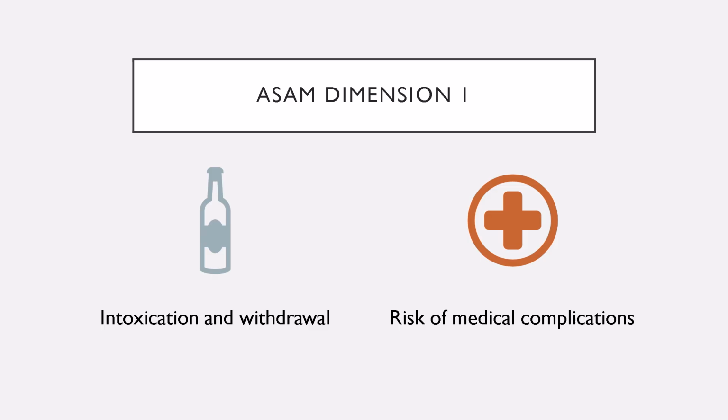So ASAM Dimension 1 focuses on acute intoxication and withdrawal potential, and this is one of the most immediate safety concerns in treatment planning. When we evaluate this dimension, we're asking whether the client is currently under the influence or are they at risk of withdrawal? And if so, how severe that withdrawal might be. This is not just a clinical preference issue. This is a medical safety issue. Certain substances like alcohol or benzodiazepines produce life-threatening withdrawal symptoms.